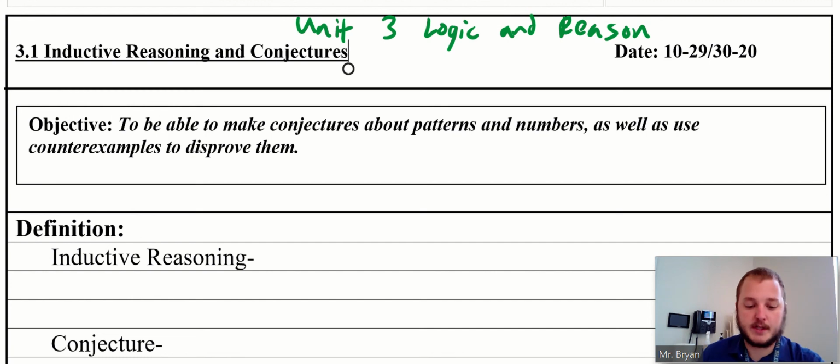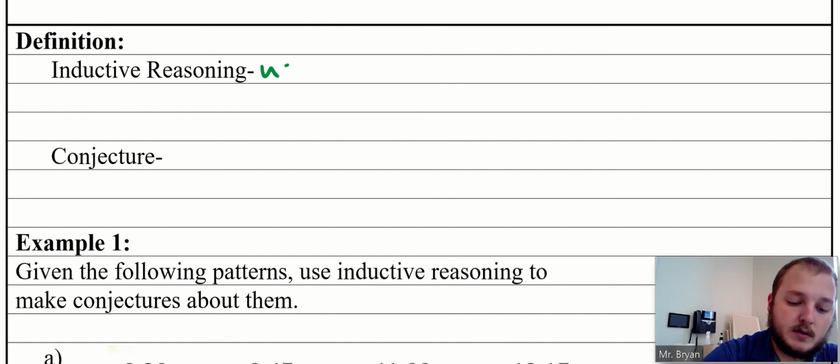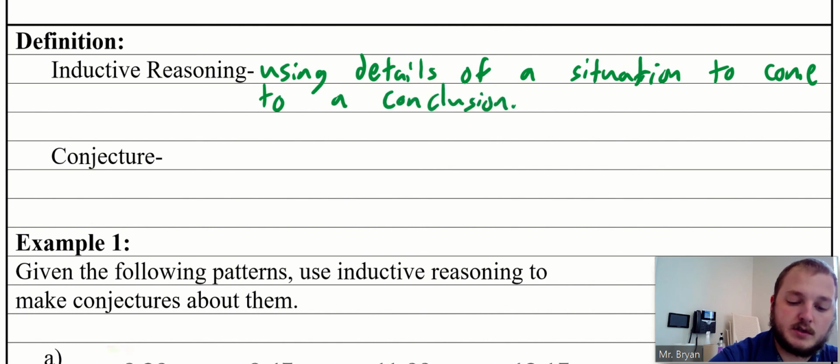Okay, so the first definition we're going to write down together is inductive reasoning. And inductive reasoning is this. It is using details of a situation to come to a conclusion. Using the details of a situation to come to a conclusion.